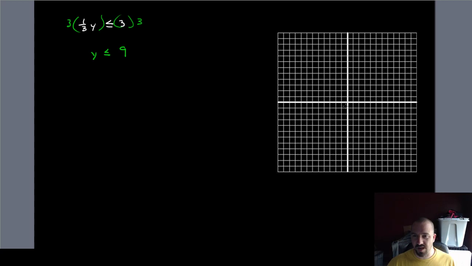So all I got to do is find y equals 9 up here. 2, 3, 4, 5, 6, 7, 8, 9. Okay, well, what's the y value? 9. What's x doing? I don't care. It's apparently not involved in this at all.